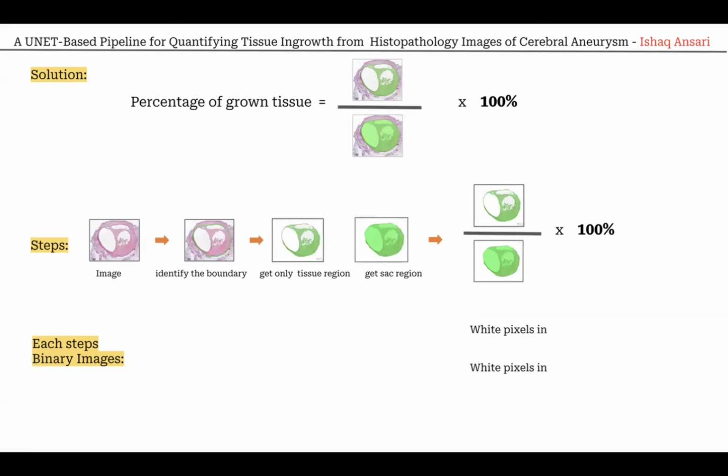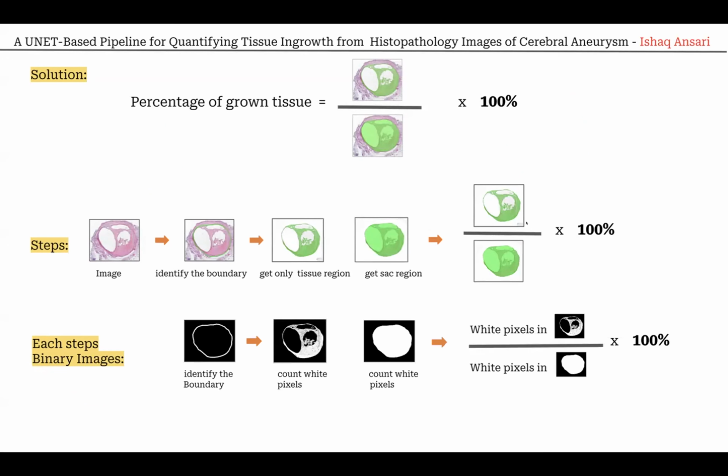First step would be to identify the boundary. Once we identify the boundary, we can get rid of the outside area and get only the tissue region. Then we can also get the area of the sac region and calculate the percentage. Looking at each step in binary image form, all we have to do is count the number of white pixels in the tissue region mask, and then count the white pixels in the sac zone mask, and then we can simply use the formula to calculate the area.